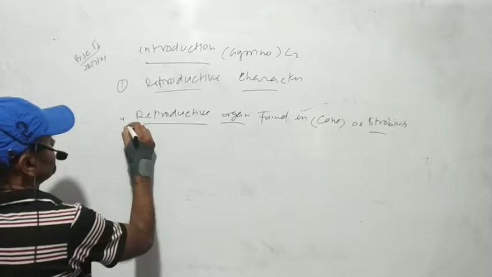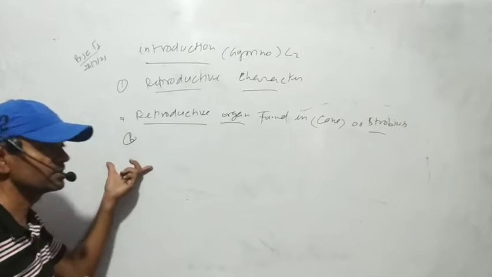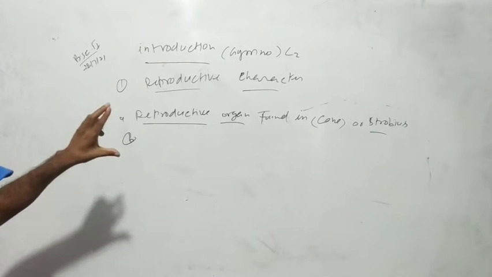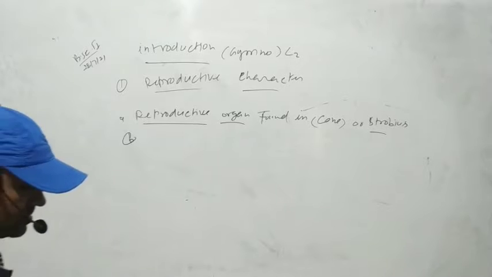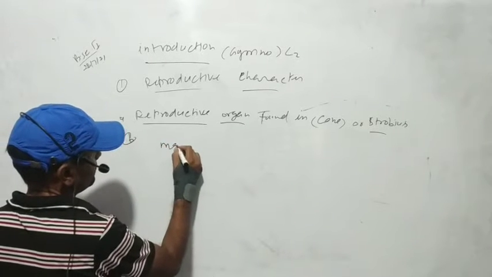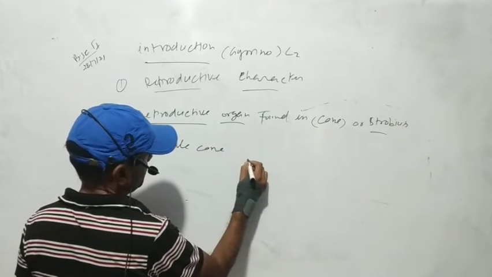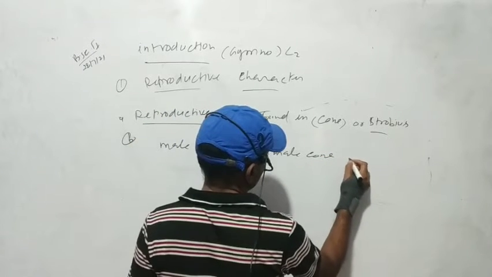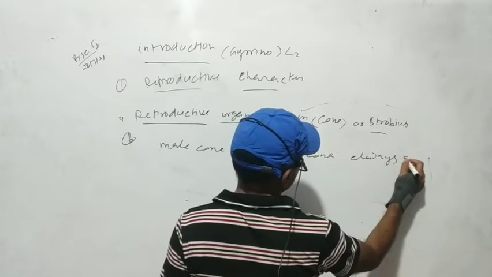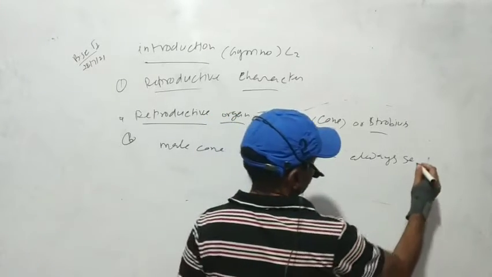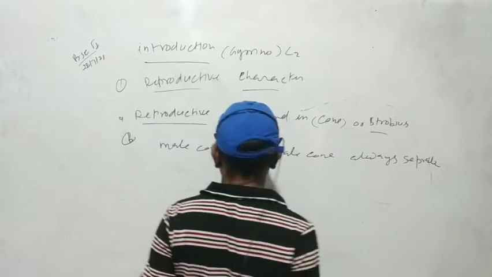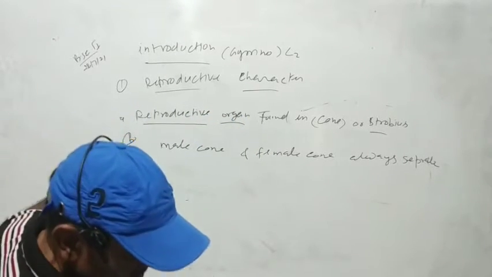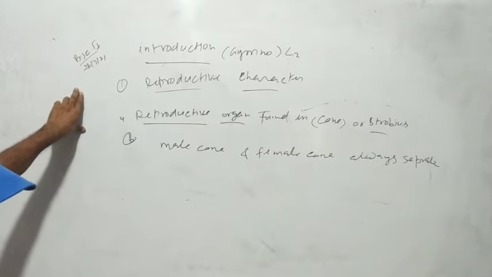Second, here the reproductive organs are mostly singular, meaning separate male cone and female cone, always separate, no mixing. Always male cone and female cone are separate.